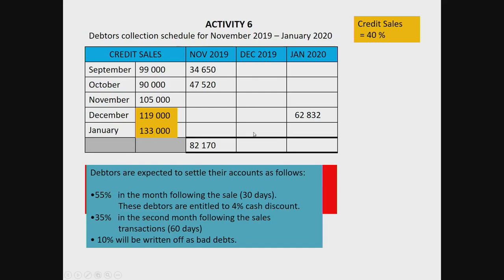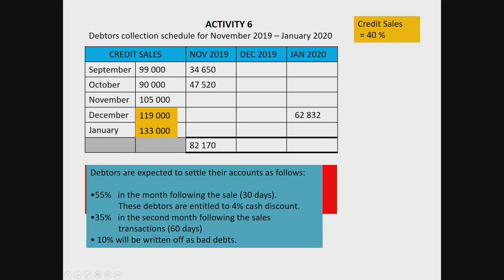I don't have a column for December. That's why we didn't do that calculation. 35% paid in the month after September. The month after September was October, so we didn't have to calculate that. That's all you do. Now it's just 35% in the month, and then you just go on from there. All we have to do is get the collection policy correct. As you can see, it's going to add up to 100. I've got 55 and 35, that gives me 90, and then 10% of them will go bad.